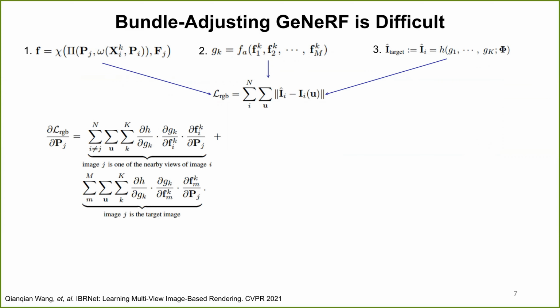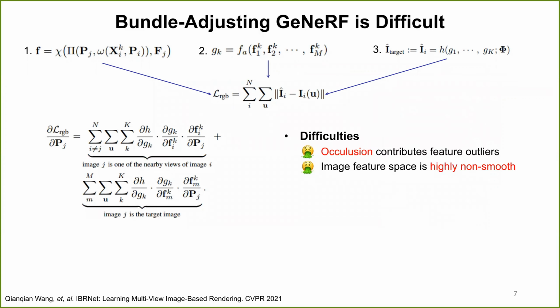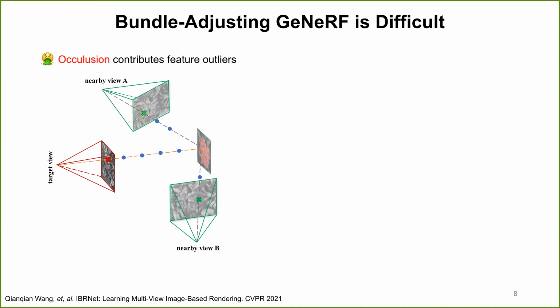We reveal two main reasons that make the joint optimization of camera poses and NeRF difficult. One, when points are occluded, the derivative can be wrong since the point features become outliers. Two, generalizable NeRF relies on extracted feature maps. However, the image feature space is highly non-smooth, which can make the optimization of camera poses difficult. We illustrate the first reason in this figure. The feature becomes an outlier due to occlusion. It means that the feature aggregation function must handle inconsistent features. This is difficult.